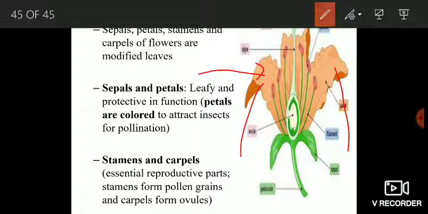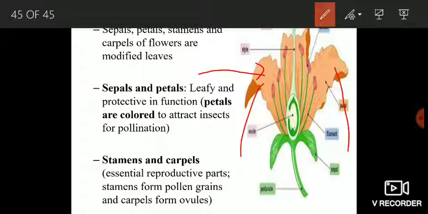And then the inner two whorls, which are known as stamens and carpels, are the essential reproductive parts of a flower. The stamens produce pollen grains and the carpels form the ovules. So you can say simply that the flower having different floral organs like sepals, petals, androecium, stamens and carpels, these all structures are the modified products of leaves.